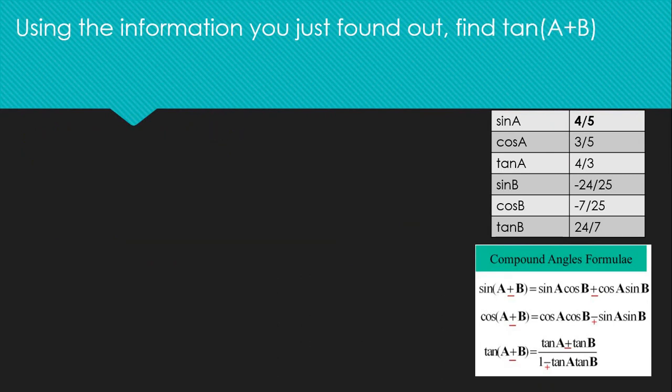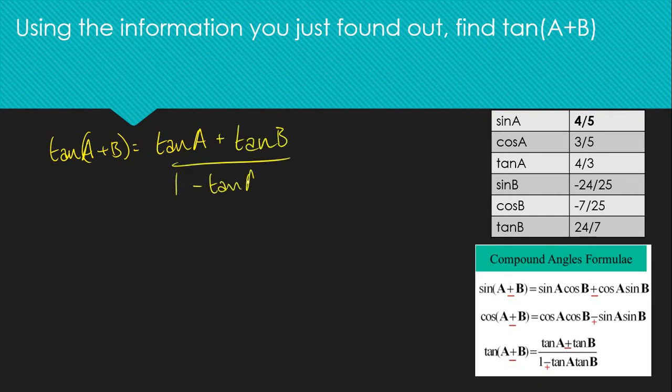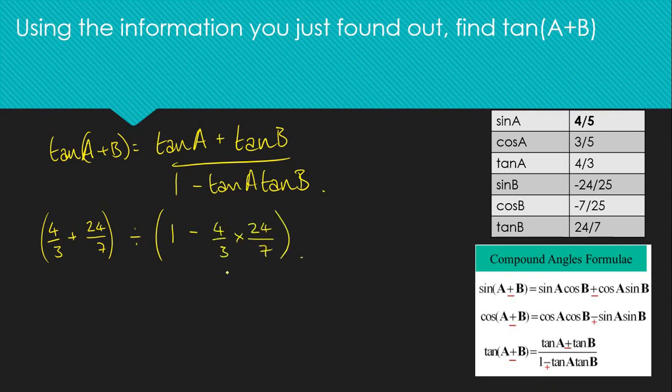Strange. Okay, next we've got tan of A plus B. So tan of A plus B will equal, well, we've got tan A plus tan B over 1 minus tan A tan B. Okay, well, tan A is 4/3 plus tan B, which is 24 over 7, divided by 1 minus 4/3 lots of 24 over 7.